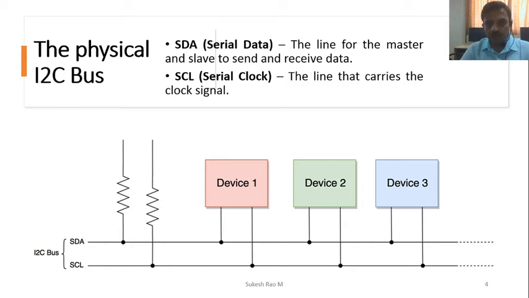Device 1 will have one address, device 2 will have another address. You cannot have the same address for two devices. You must find a unique address for each, so none of the devices will have the same address. That's one thing you need to remember.